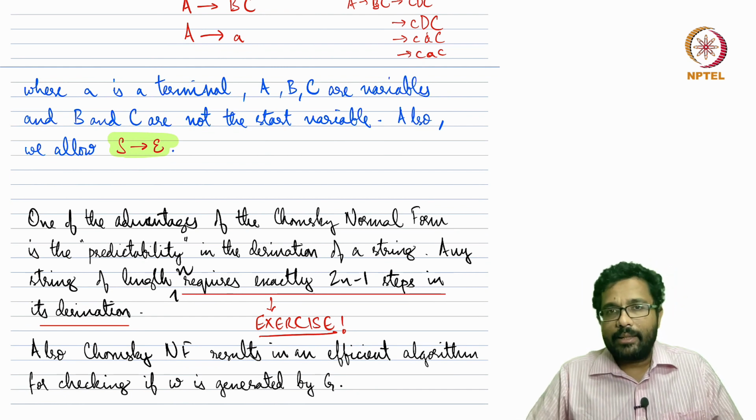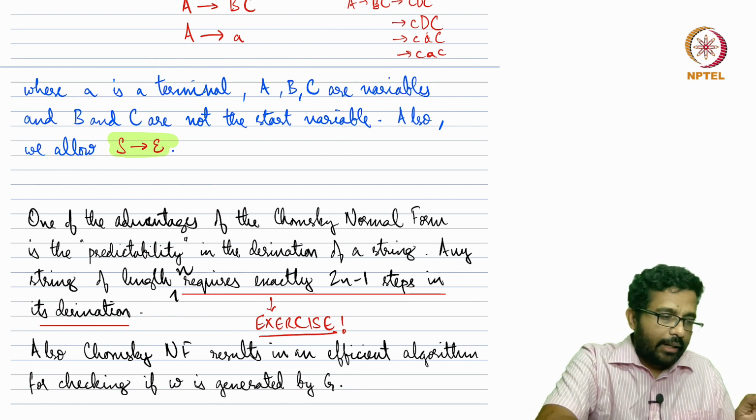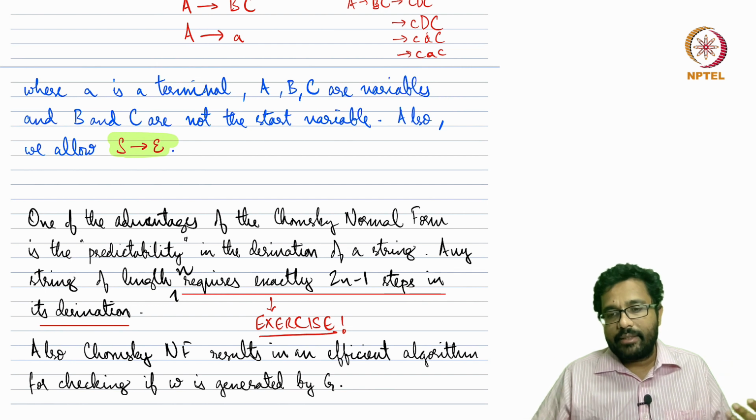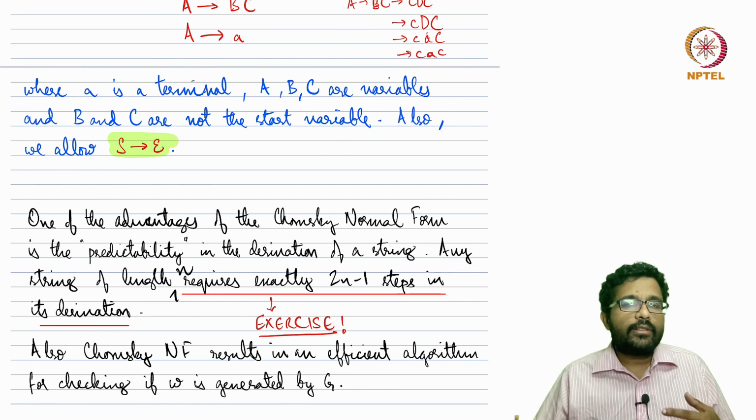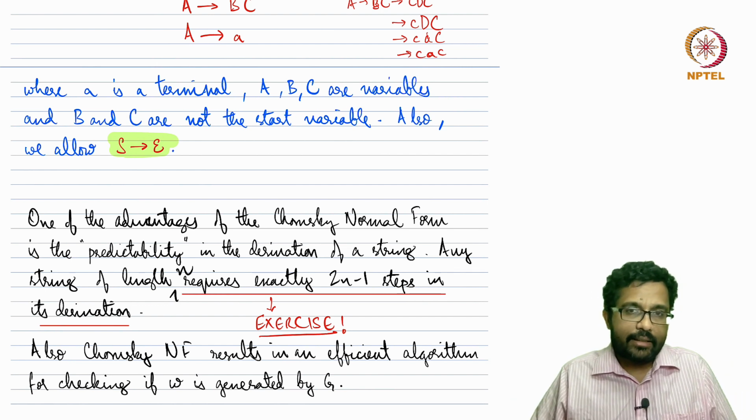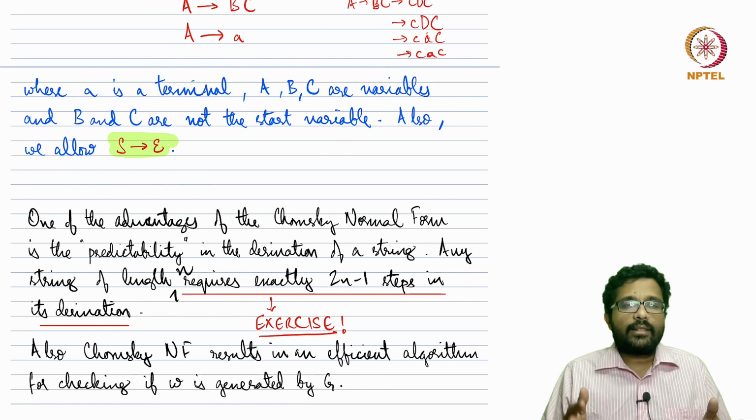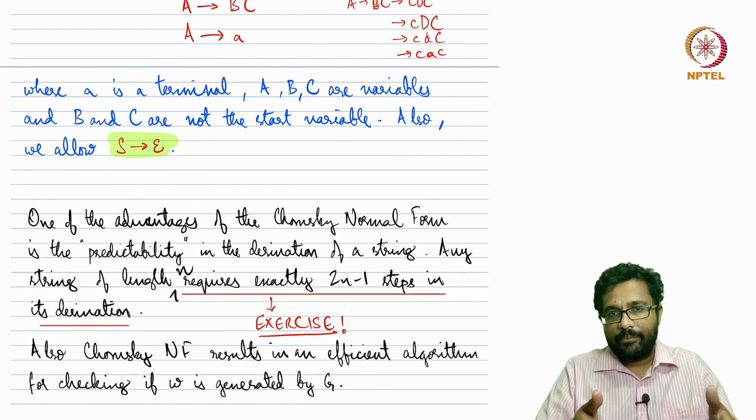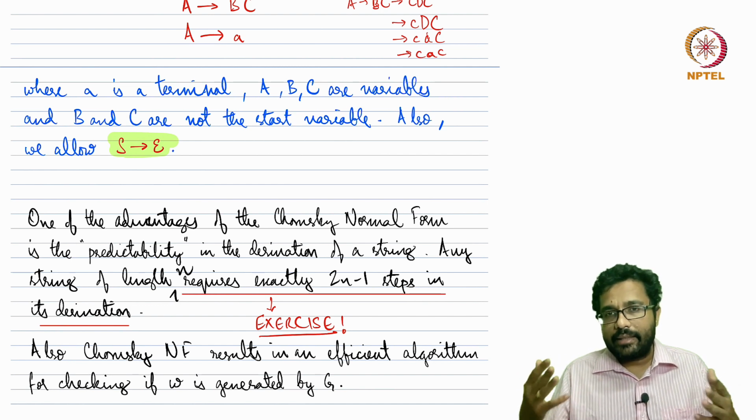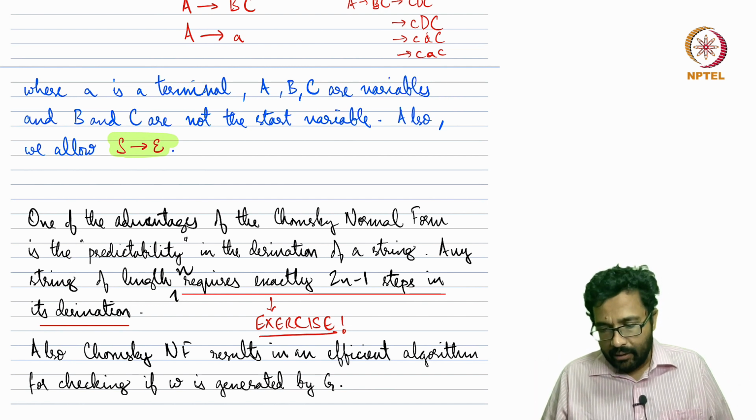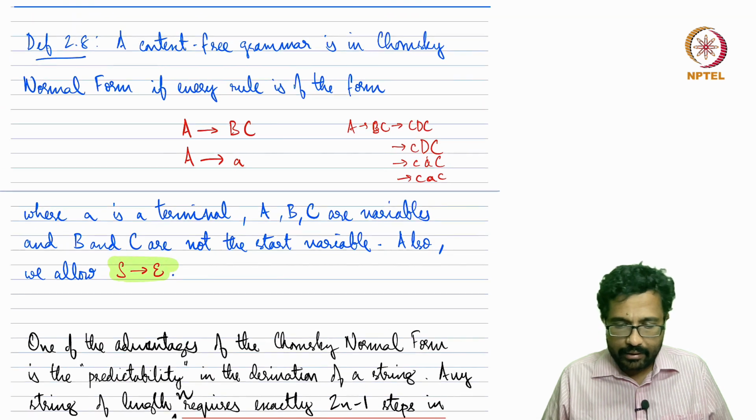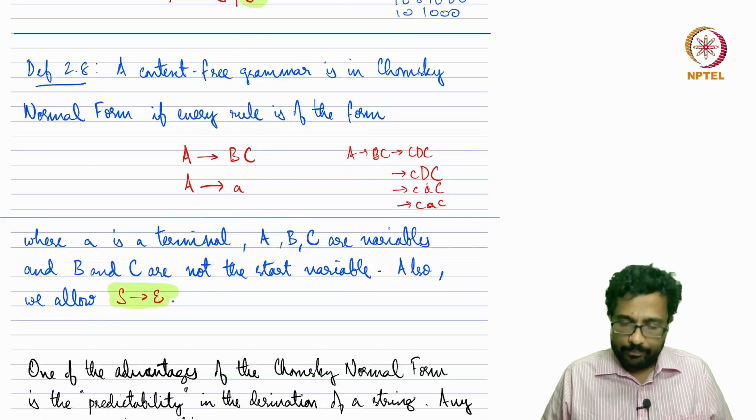So there is a predictability. The point is that it is not the case that a certain string can be derived in 3 steps, but another string of the same length requires 10 steps. Now we know that a string of length 5 requires exactly 9 steps, whichever way you take. Any string of length 10 requires exactly 19 steps, right? So this is some kind of structure and order that we get as a result of the structure imposed by the Chomsky normal form.